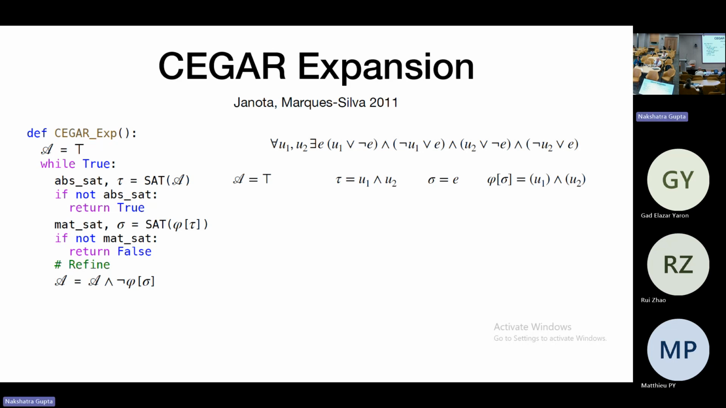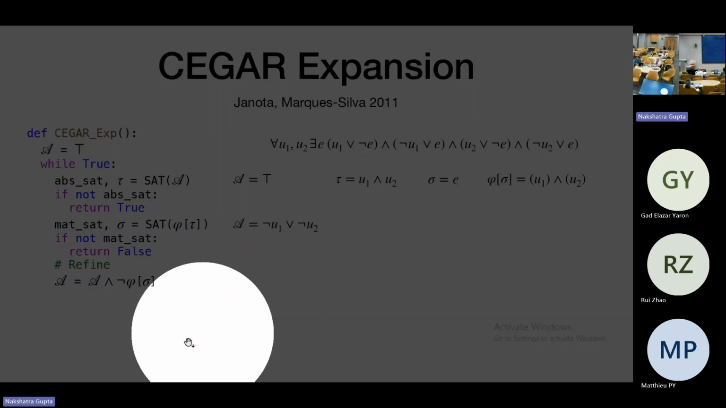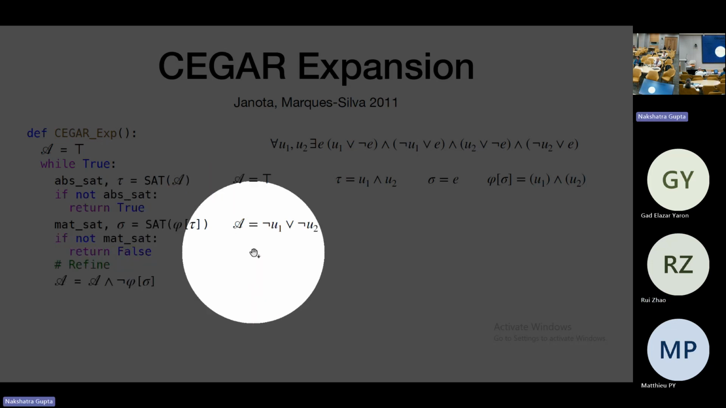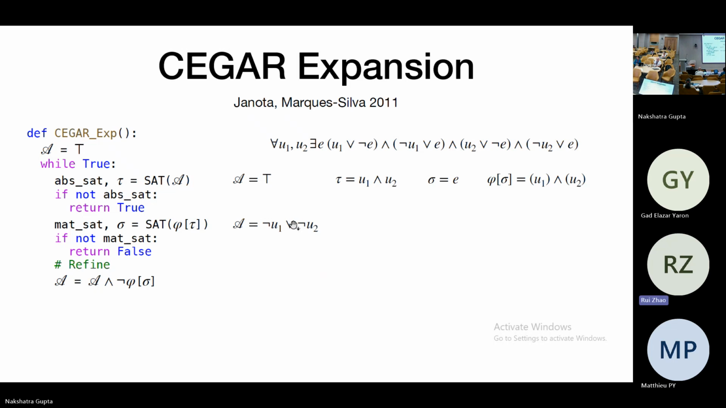And so if we now plug in that assignment in order to refine our abstraction, phi of sigma will be that. So the negation of that, which is what we want to add to the abstraction, is this formula. Okay, then we go back to solving the abstraction.